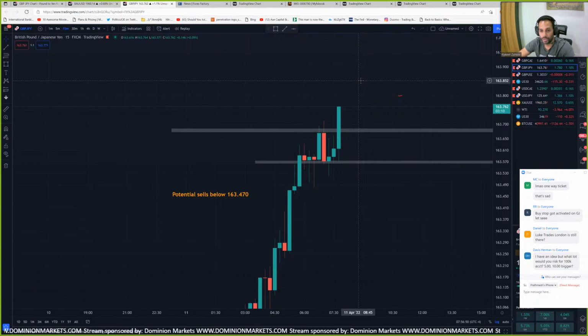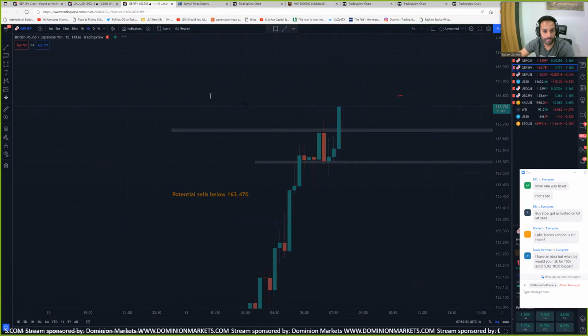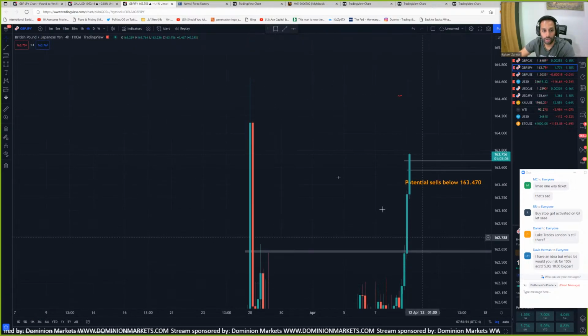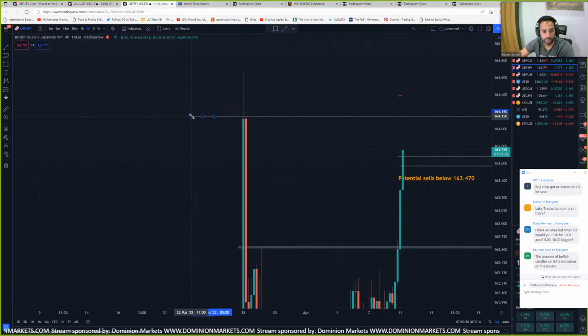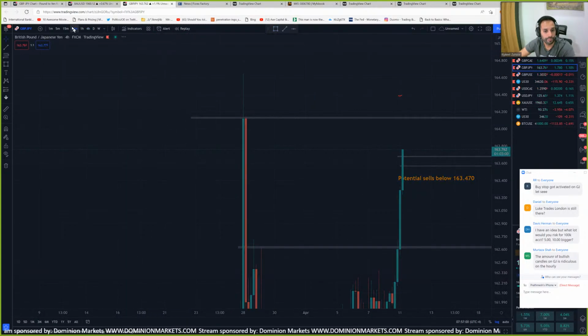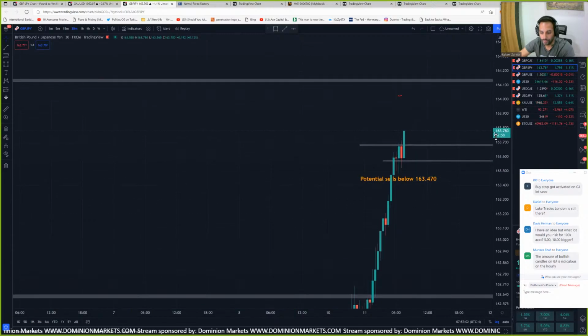Could move till 163.850. We got a lot of range here on the 4-hour time frame. We got range till 164.